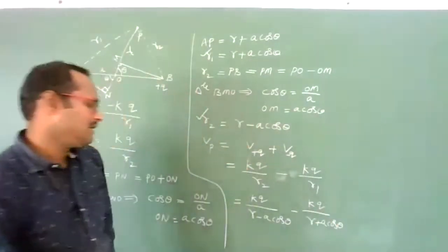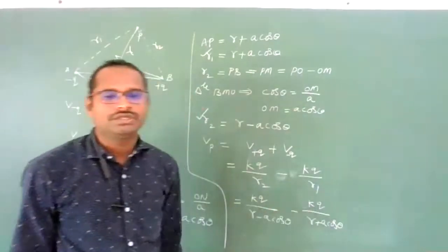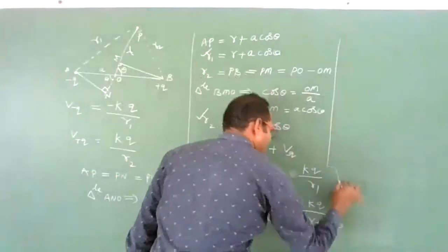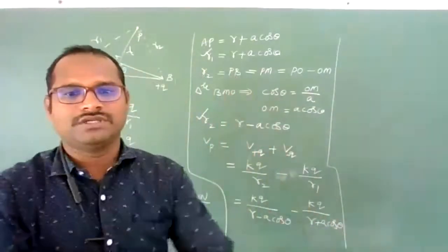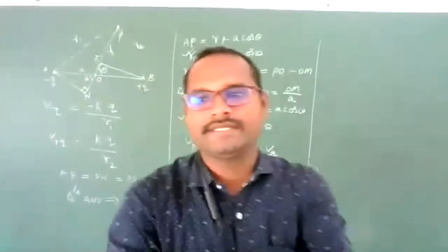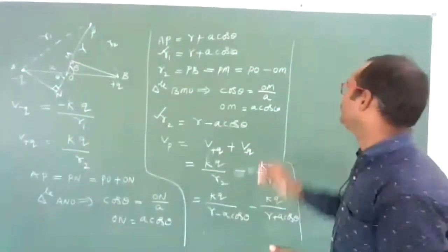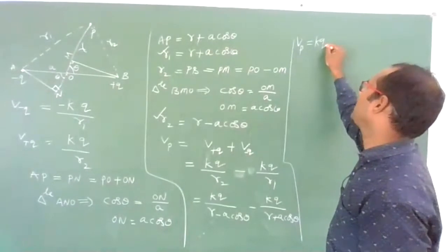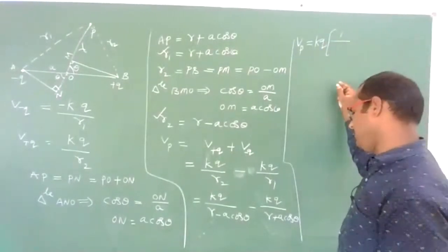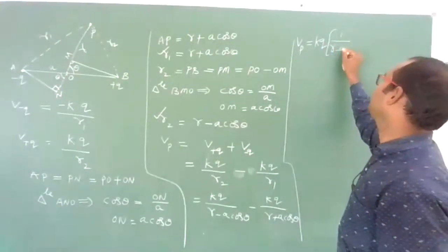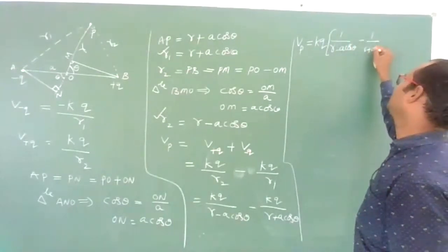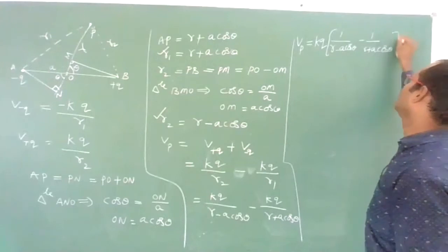Clear, students? Now, from these two, you can take KQ common. What you will get? Observe carefully. Potential at point P can be written as KQ, and if you take common, you will get 1 divided by R minus A cos theta minus 1 divided by R plus A cos theta. Clear?